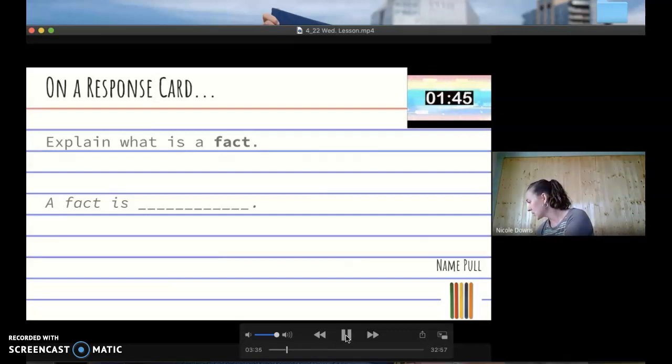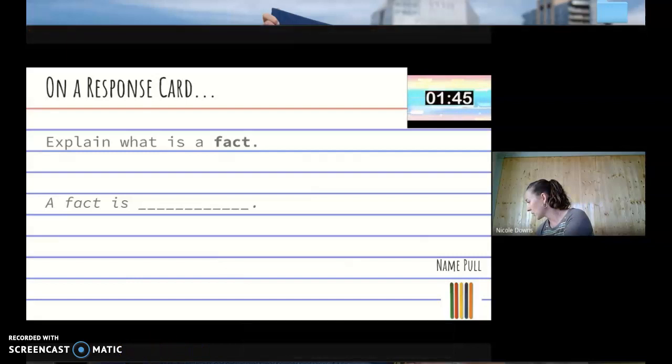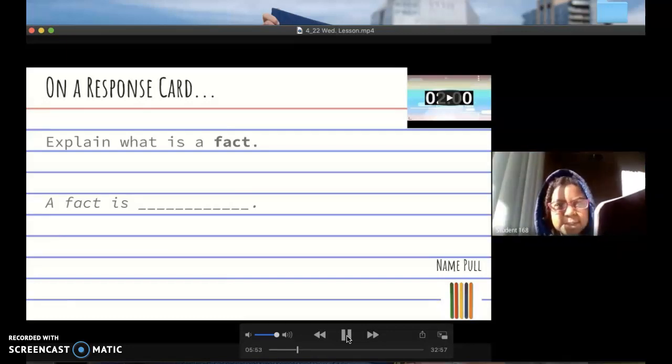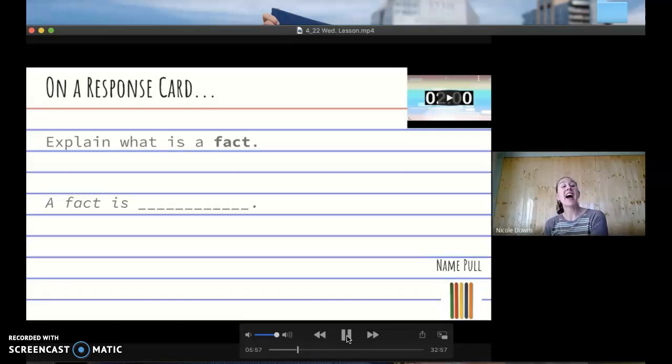I see Brianna doing hers. So in each box, we are going to explain what a fact is. Where are my cards? What is a fact? Using our sentence stem, Destiny, unmute yourself and explain what is a fact. A fact is true.